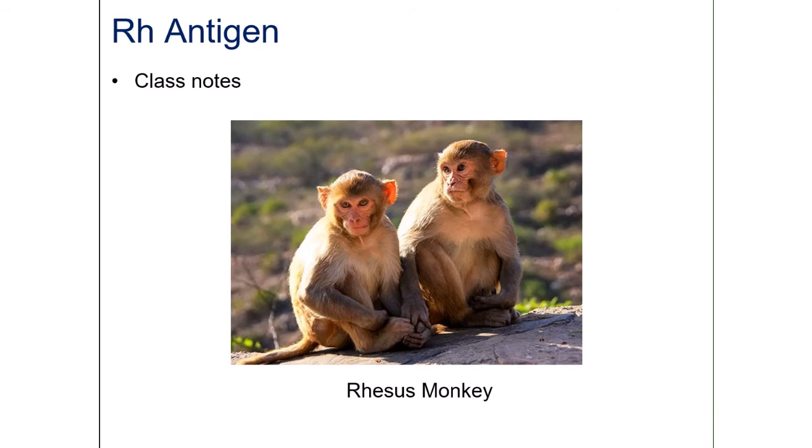And now we're going to talk about the Rh antigen. Remember, when people talk about blood type, they say AB positive or B negative. So now we're going to talk about what the positive and negative means. That actually refers to another blood group, the Rh blood group. The Rh stands for the rhesus monkey, because the Rh antigen was first discovered in these monkeys.